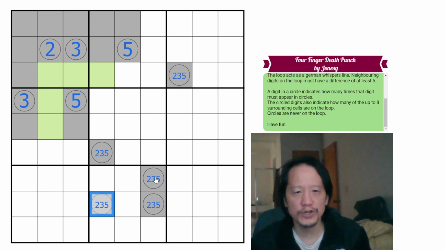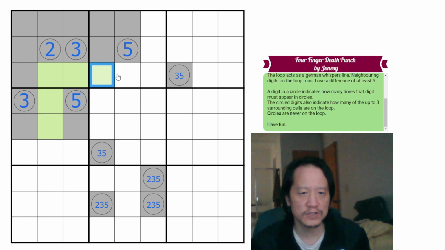And in addition, we know the 2 has to be here, because of these, there are 3 different digits here. One of them has to be 2, one of them has to be 3, one of them has to be 5. So that's the other 2 that's in a circle is here. So this cannot be 2 here then. This must be 3 or 5.